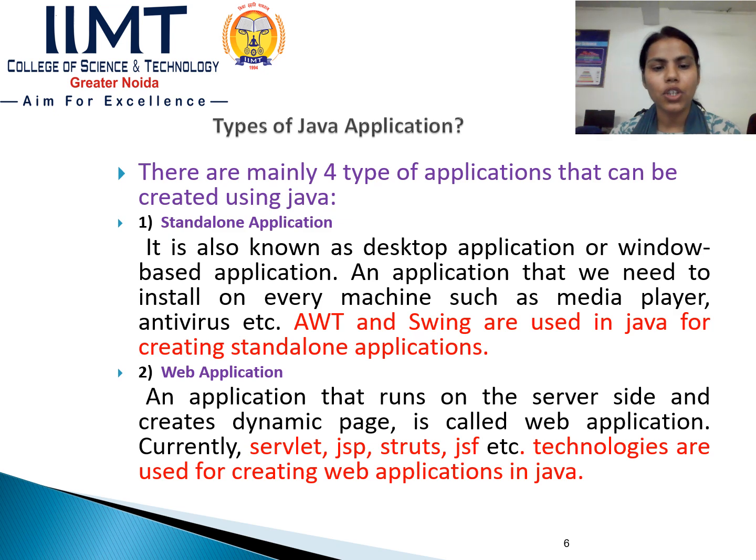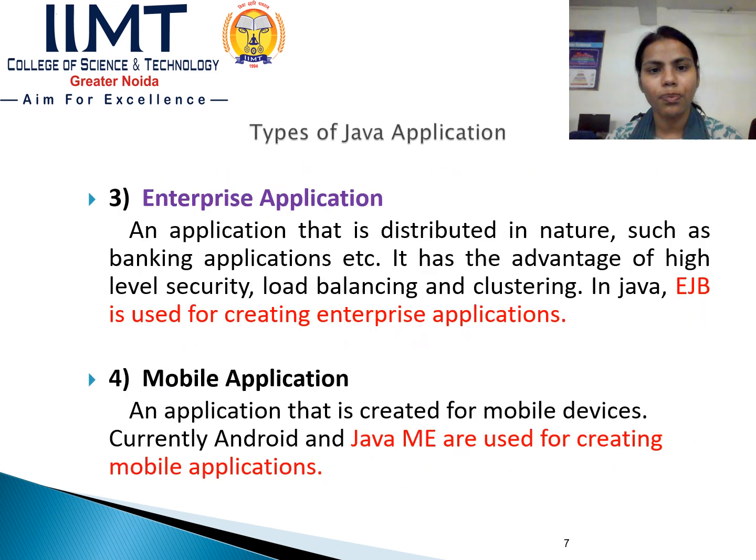Second, web application. An application that runs on the server side and creates dynamic pages is called a web application. Currently, Servlet, JSP, Struts, and JSF are used for creating web applications in Java. Third, enterprise application. An application that is distributed in nature, such as a banking application. It has the advantage of high-level security, load balancing, and clustering. In Java, EJB is used for creating enterprise applications.